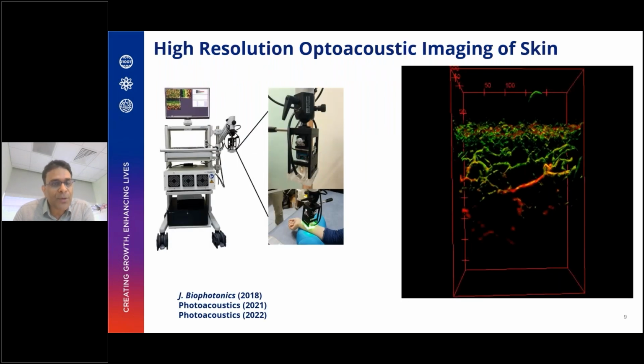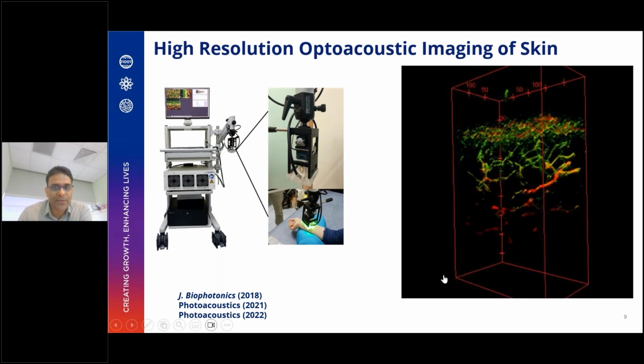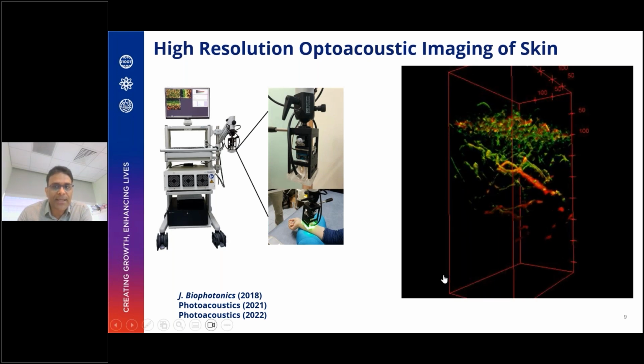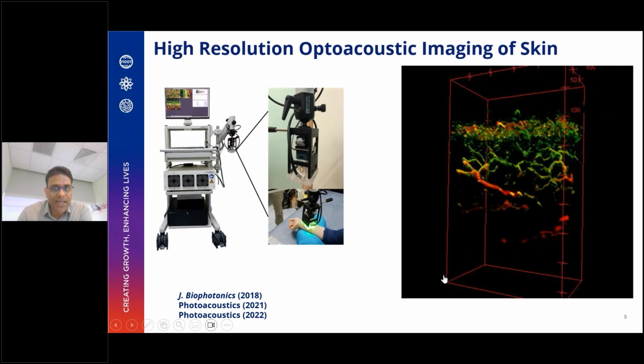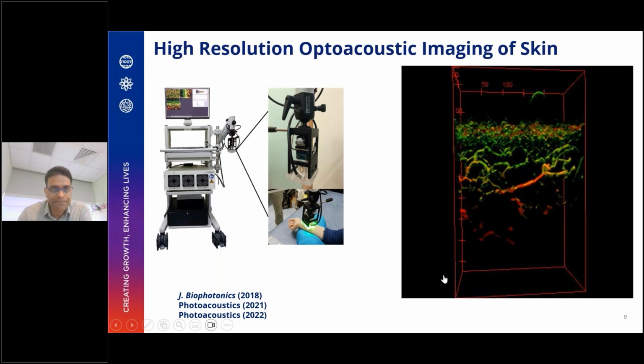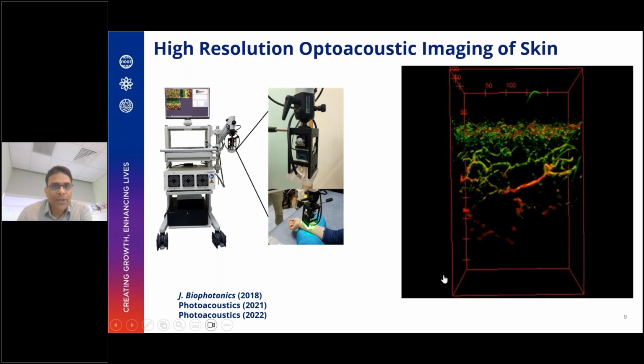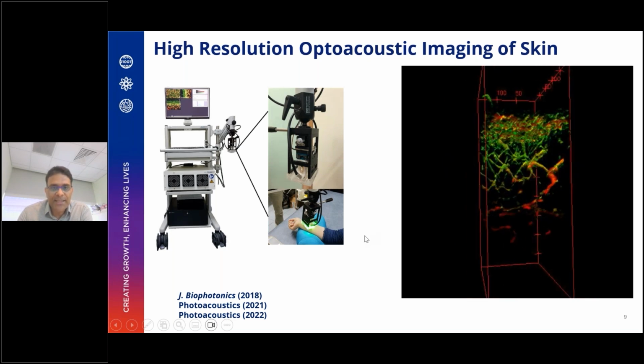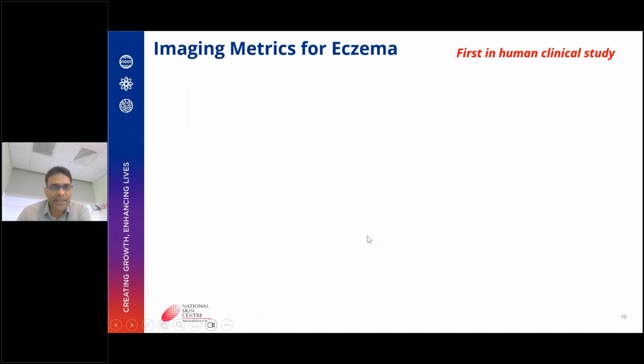So in this context, we use high resolution optoacoustic imaging, that means RSOM. As Hailong already showed, the high resolution imaging details of this. You can get a 3-dimensional view of the top skin layer, the epidermis, and also the dermis, up to 2 to 3 millimeters at high resolution. Next, I will show you the first clinical study, which we did at the National Skin Center.